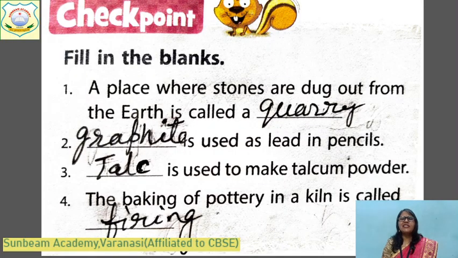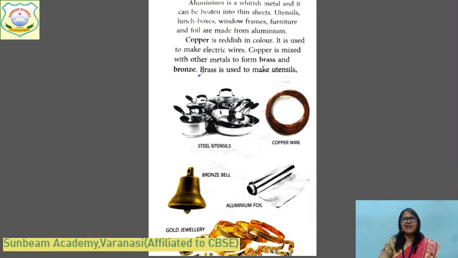A place where stones are dug out from the earth is called a quarry. And what is used as lead in pencils? Graphite. And talc stone, a soft white stone, is used to make talcum powder. The baking of pottery in a kiln is called firing. You can identify the picture of a kiln also, na?